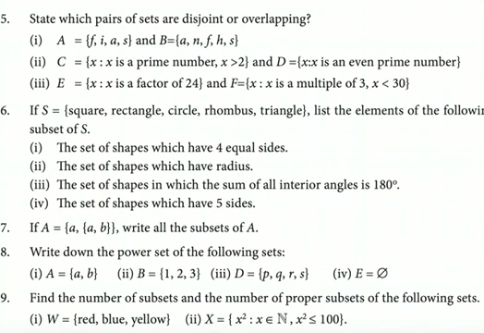List the elements of the following subsets of S. Third one, the set of shapes in which the sum of all interior angles is 180. That is triangle. Yeah, triangle is also there. The set of shapes which have five sides. No, five sides is not there. Okay, these are restricted to four only. So the fourth one is not.